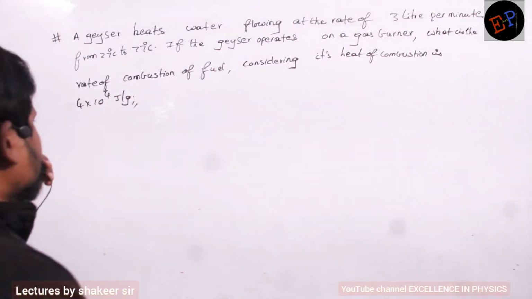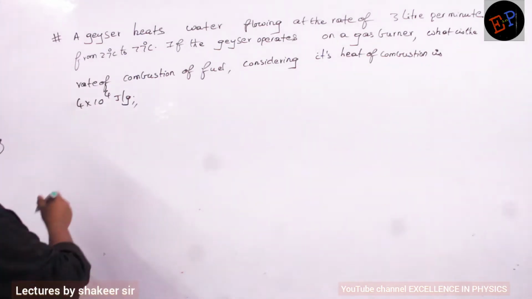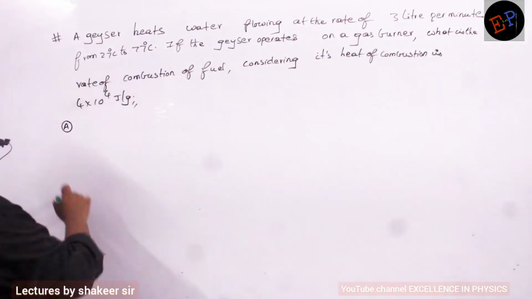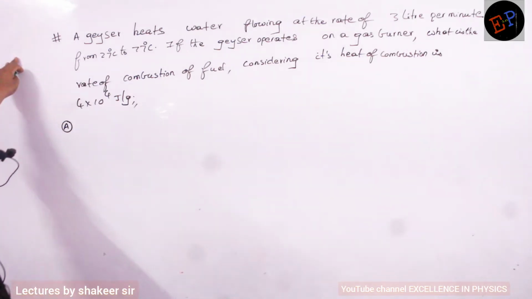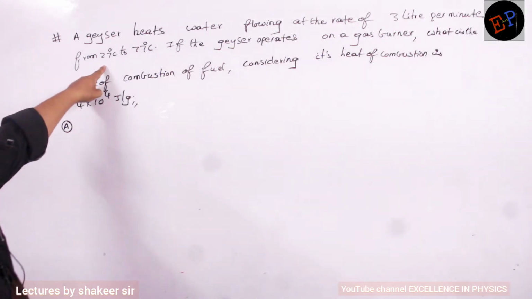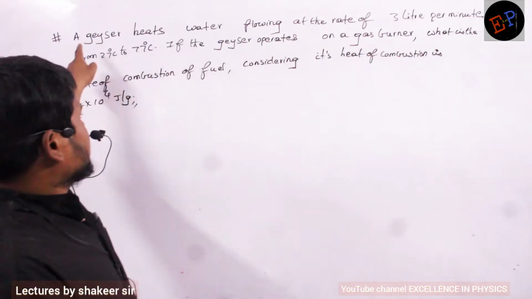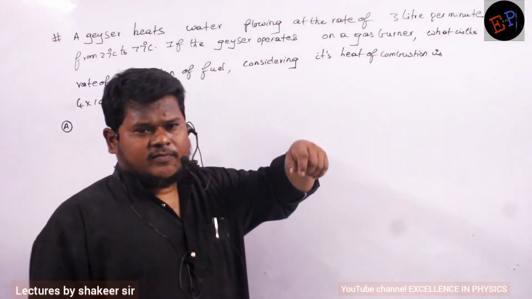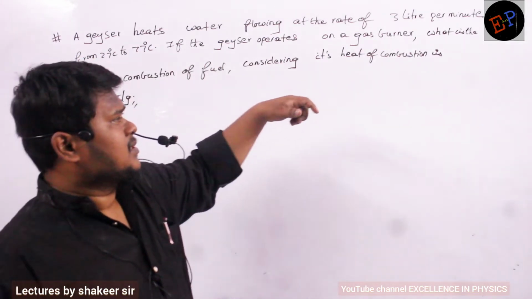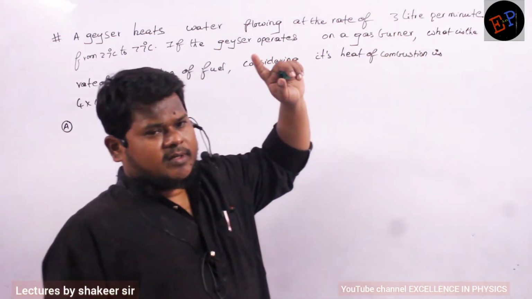Okay, so let us see this question. A geyser heats water flowing at the rate of 3 liters per minute from 27 degrees Celsius to 77 degrees Celsius. So geyser we know, no? It heats water when water is connected to it. So how much water can flow in 1 minute? 3 liters of water can flow.